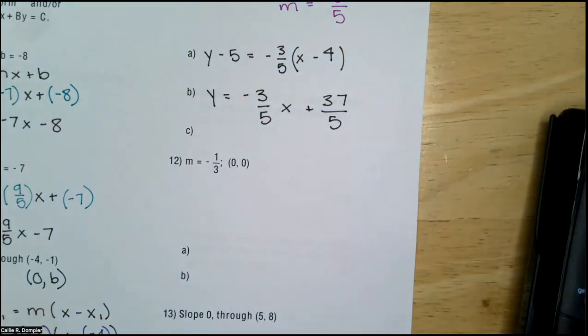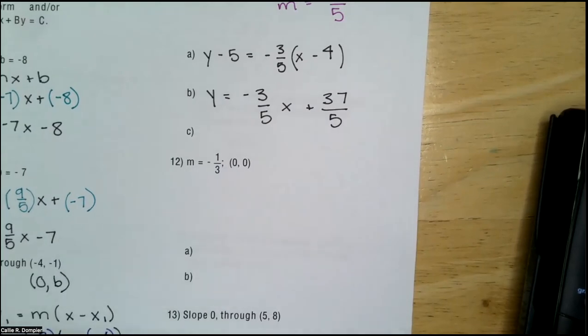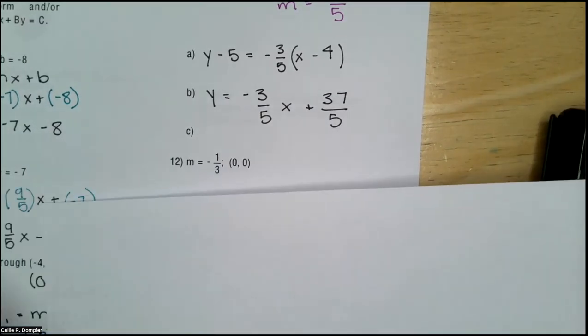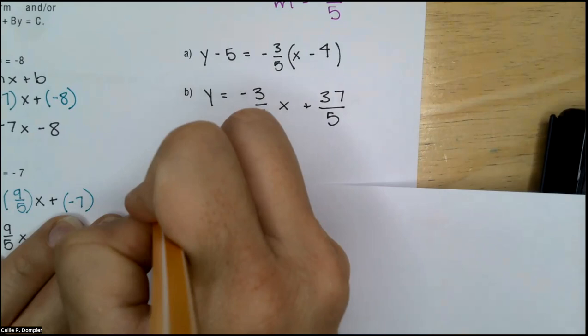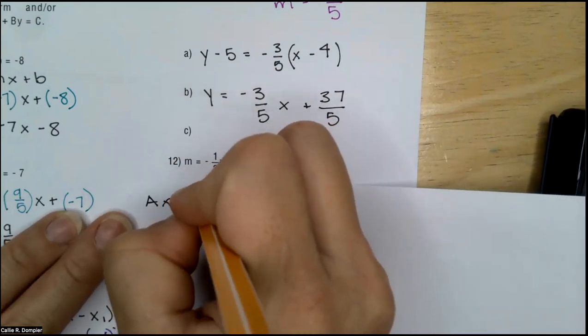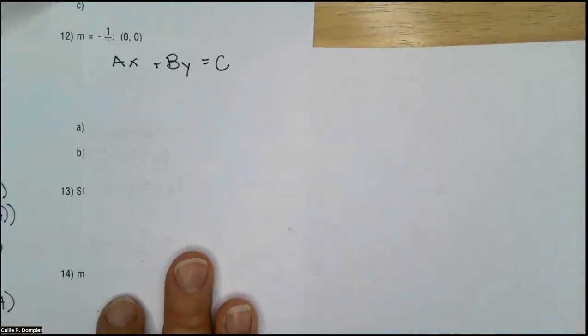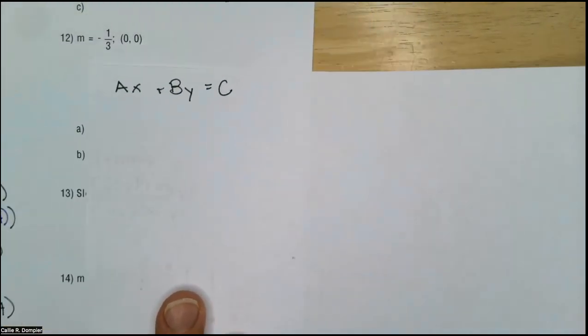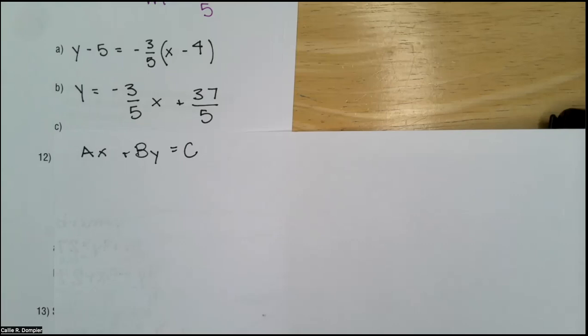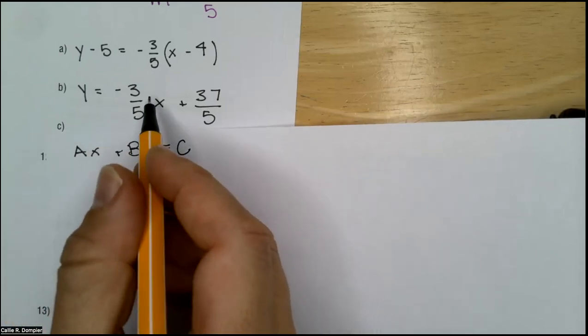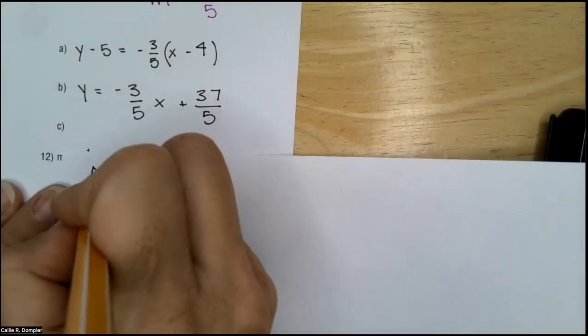Okay. C asks us to find the standard form. So that would be ax plus by equals c. Good. Here we have y equals mx plus b. We want x and y on the same side. So I'm going to subtract.